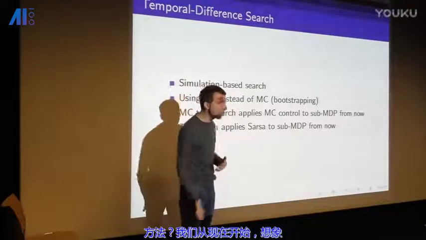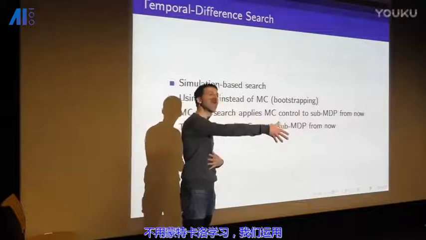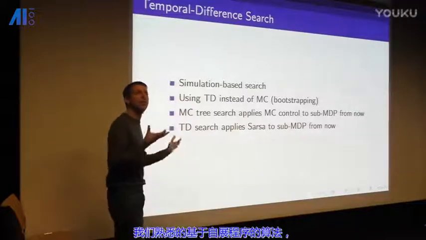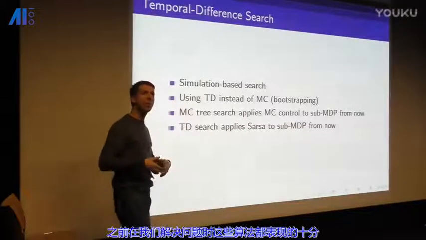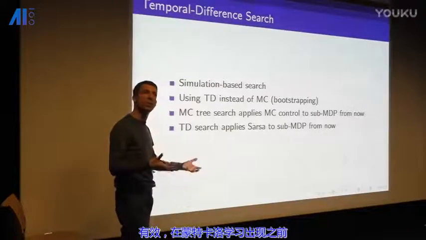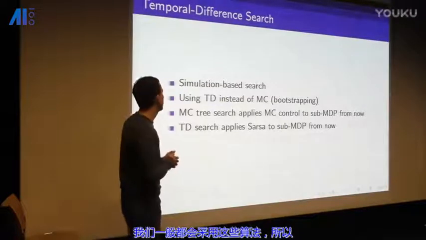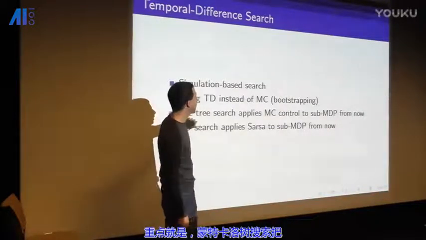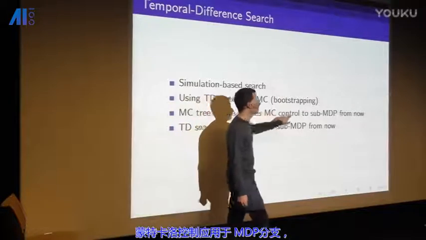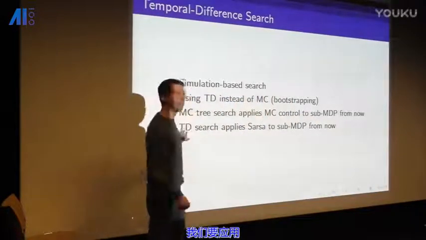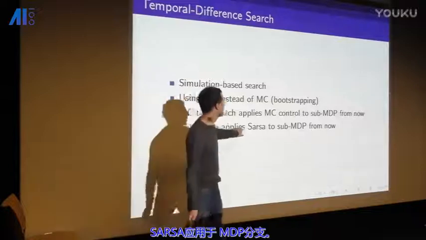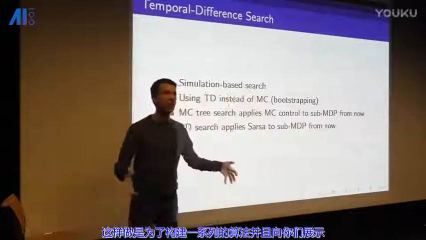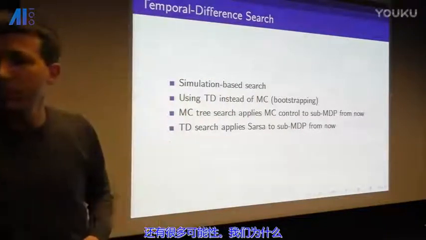So we start from now, we imagine trajectories of experience, but instead of applying Monte Carlo learning, let's apply TD learning, let's apply Sarsa, our familiar bootstrapping-based methods that were so effective earlier in the course, and which we saw tended to outperform Monte Carlo learning. Where Monte Carlo tree search applies Monte Carlo control to the sub-MDP from now, we're going to develop something called TD search, which applies Sarsa to the sub-MDP from now, just to build that spectrum of ideas and show you that there are many possibilities.